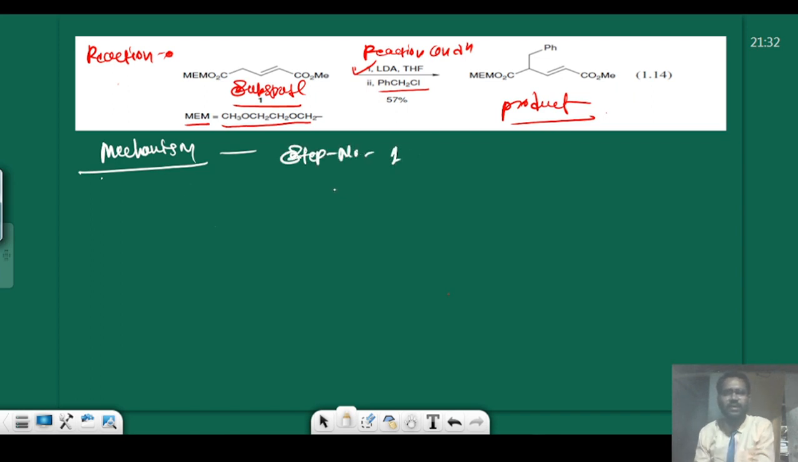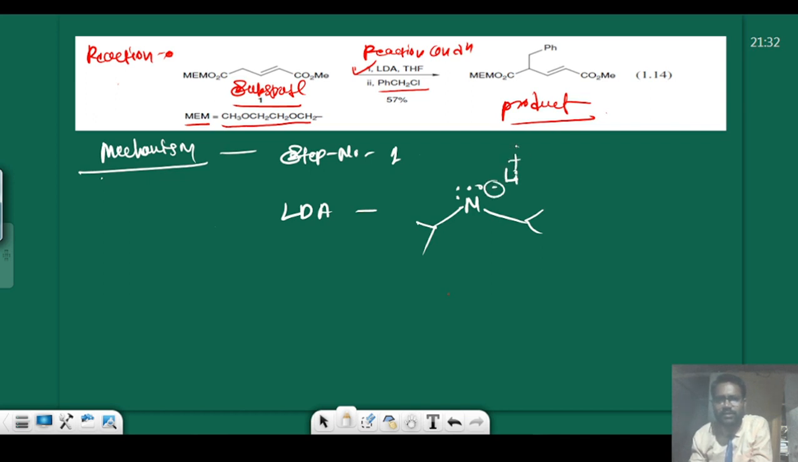What is step number one? Generation of enolate, or formation of enolate. Before that, you need to understand the structure of LDA. I will repeat this: LDA has an isopropyl group and a second isopropyl group. That is why we call it lithium diisopropyl amide, diisopropyl amide minus and lithium plus.